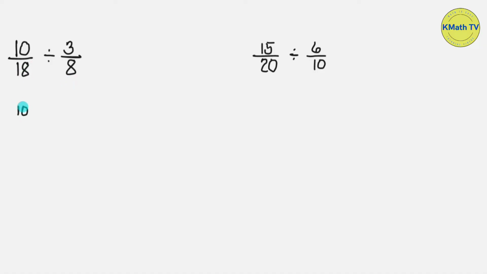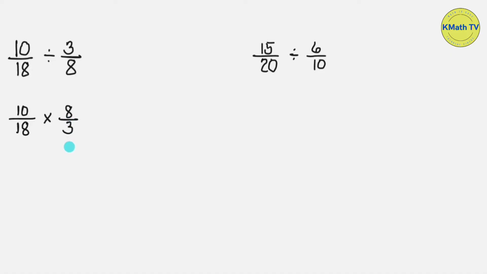So, let's copy the first fraction, 10/18. Next is change. Change the division sign to multiplication sign. Next is flip. Flip the second fraction, the divisor. Transpose the numerator and the denominator. So, the denominator 8 will become the numerator and the numerator 3 will become the denominator.